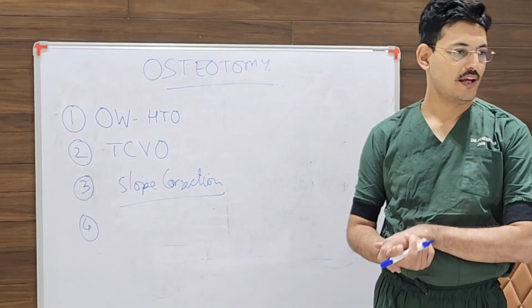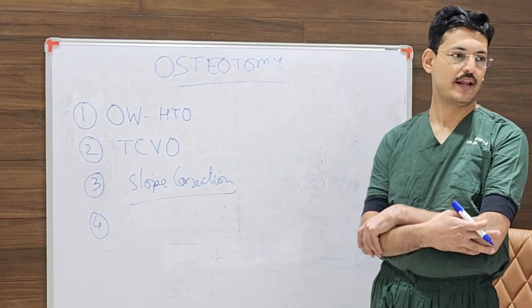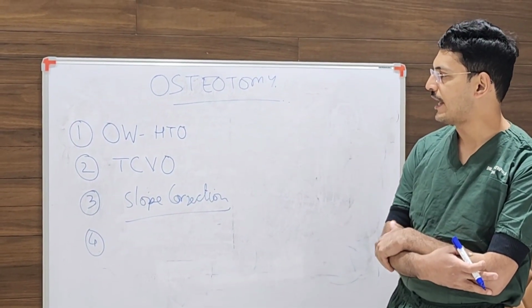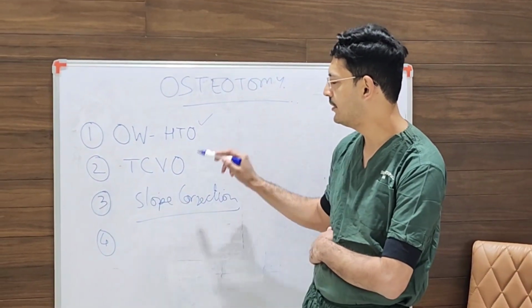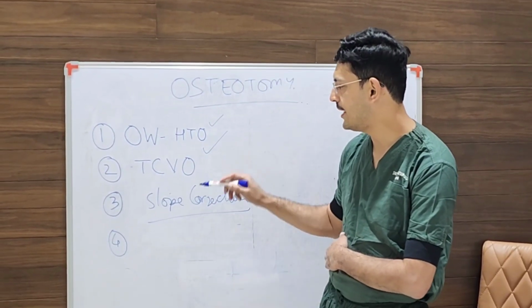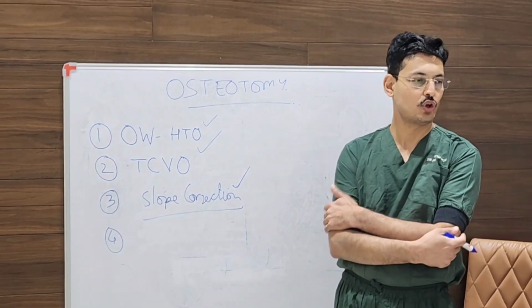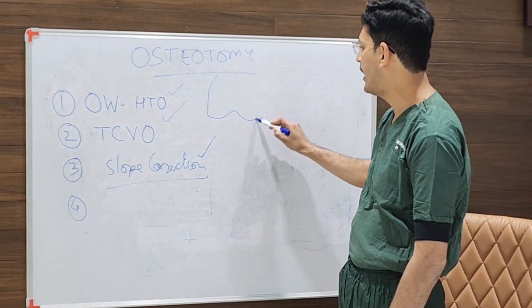Hello friends. Today we are discussing osteotomy at the level of the tibia and how we can help our patients by doing osteotomy. The three most common types of osteotomy that I perform are, first, an open wedge osteotomy; second, a TCVO, which I'll be coming to; and third, a slope correction osteotomy. These three osteotomies you should always remember, and you should know where and how we do them.